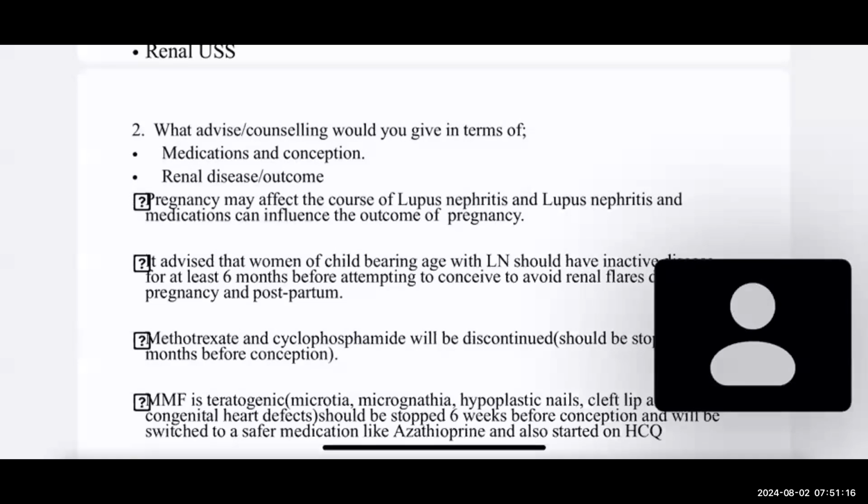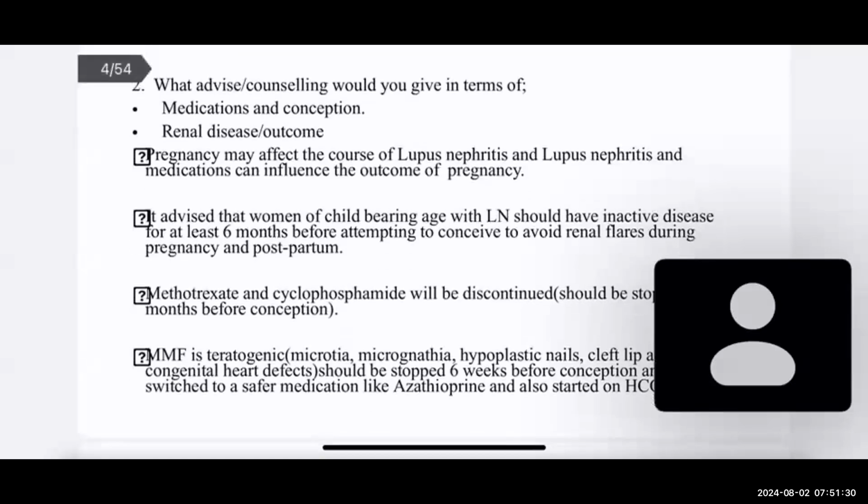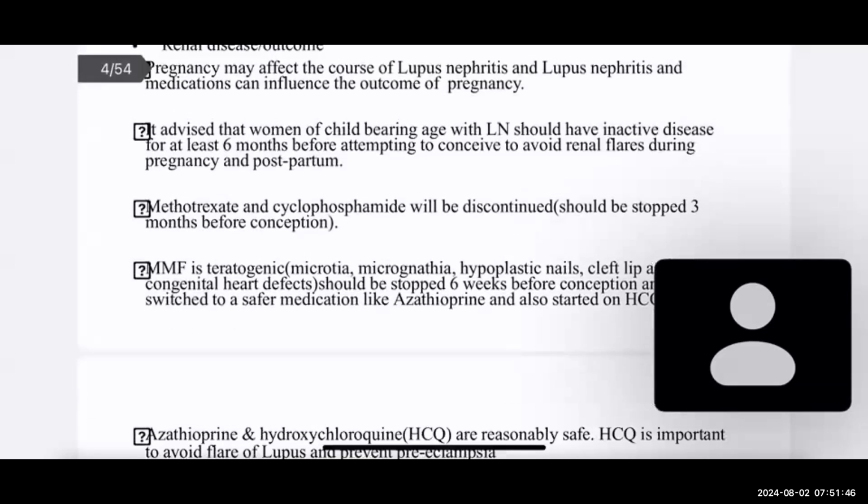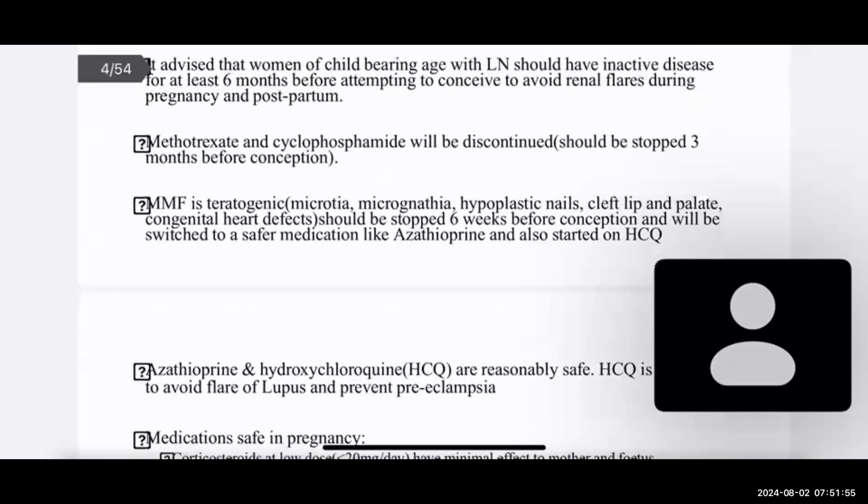So question 2 says, what advice would I give or counsel as regards medication and conception? And then what will I tell her concerning renal disease and outcome? So in regards to the medication and conception, my counsel for her would be to let her know that pregnancy may affect the course of lupus nephritis, and lupus nephritis and the medications we use to treat lupus can also influence the outcome of the pregnancy.